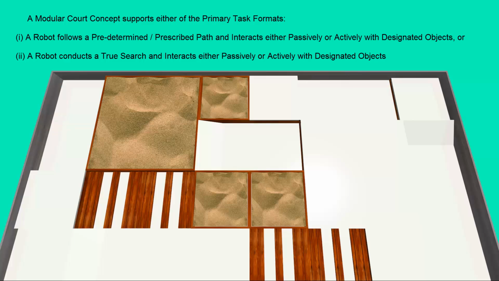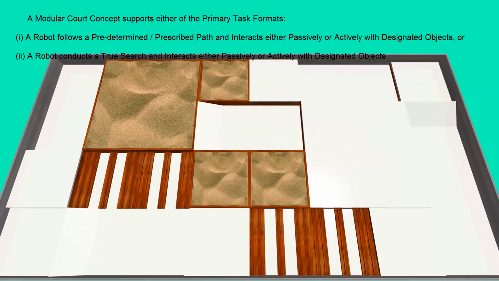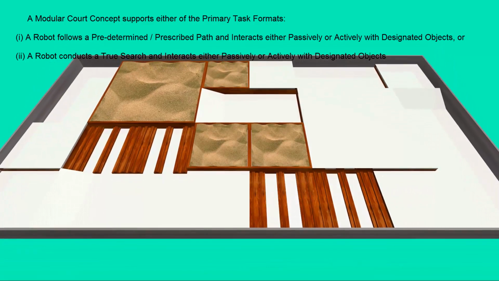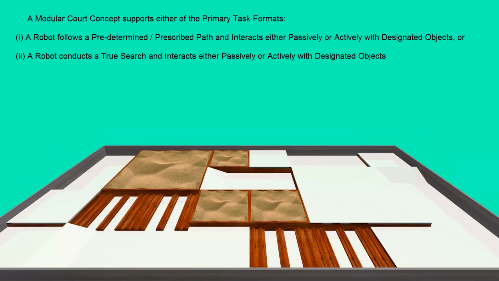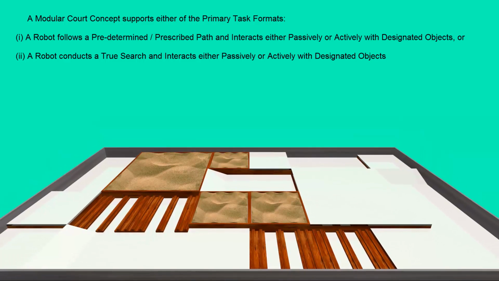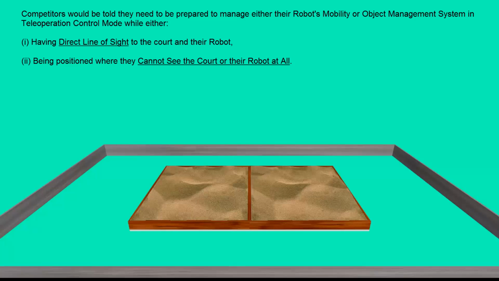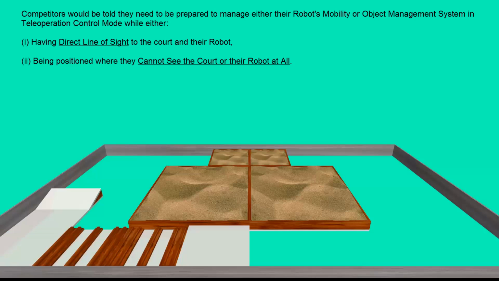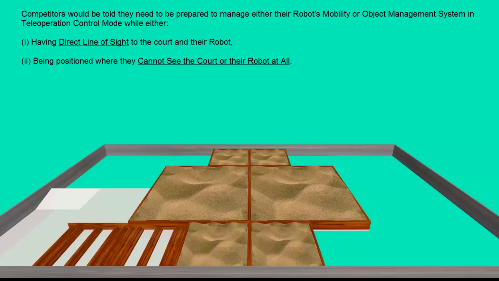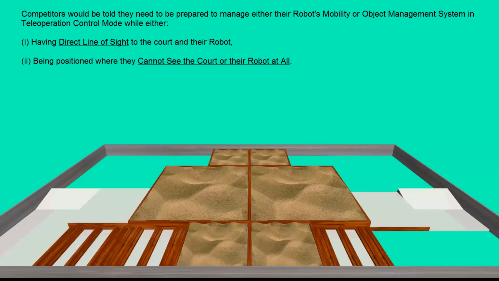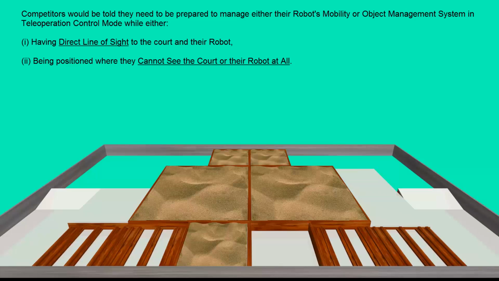1. A robot follows a predetermined, prescribed path and interacts either passively or actively with designated objects. Or 2. A robot conducts a true search, and interacts either passively or actively with designated objects. Competitors would be told they need to be prepared to manage either their robot's mobility or object management system in teleoperation control mode, while either 1. Having direct line of sight to the court and their robot, 2. Being positioned where they cannot see the court or their robot at all.